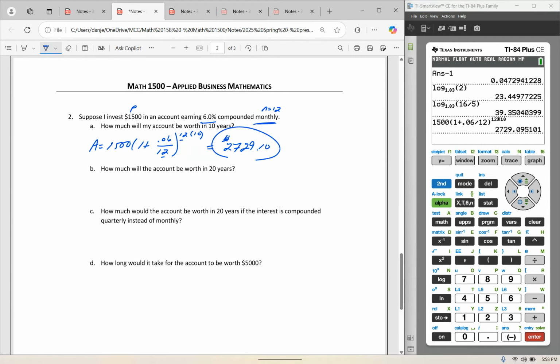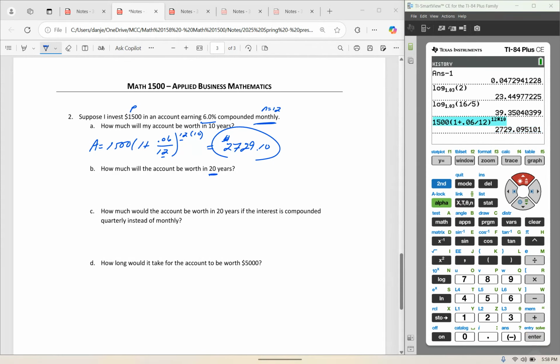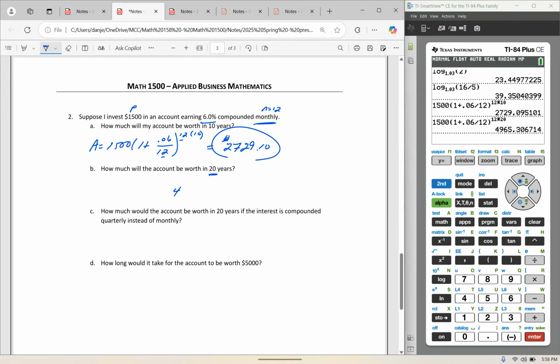Okay? Another reason I like that is if you look at part B, what about in 20 years? I can re-enter that formula, or remember that my number of years is no longer 10. My number of years is now 20. And so in 20 years, it's going to be $4,965.31.